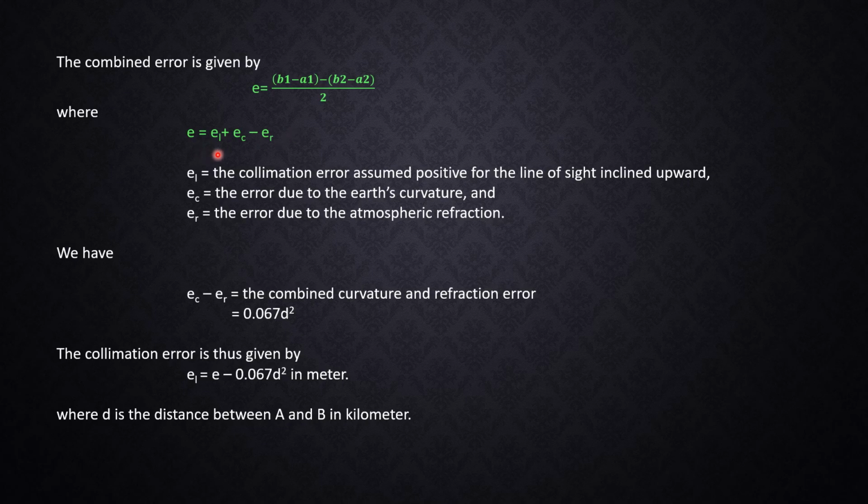where E is equal to E1 plus EC minus ER. Here E1 is the collimation error, assumed positive for the line of sight inclined upward, EC is the error due to the Earth's curvature, and ER is the error due to atmospheric refraction. EC minus ER means the combined curvature and refraction error, whose value is 0.067 d square. Here d is the distance between A and B in kilometer. The collimation error is thus given by E1 is equal to E minus 0.067 d square in meter.